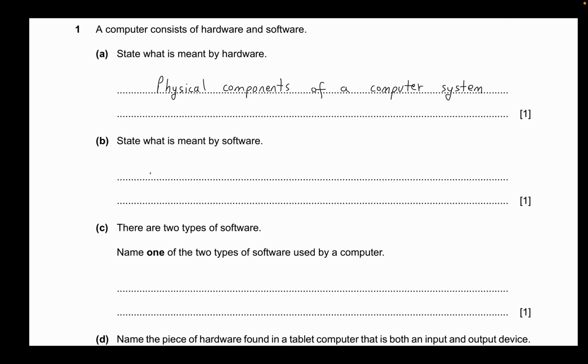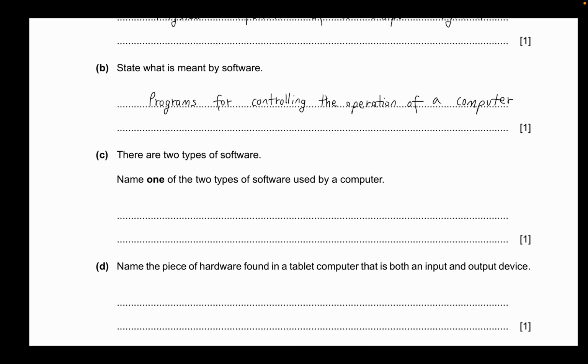You can mention that it is the programs for controlling the operation of a computer. That's what you're going to write for 1 mark. Okay, it's programs for controlling the operation of a computer. You can also say that it is the programs that are used for processing of data. Okay, that's what you're going to write for 1 mark. Let's move on to the next question.